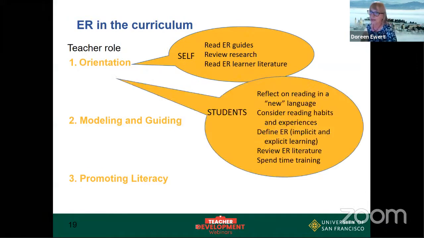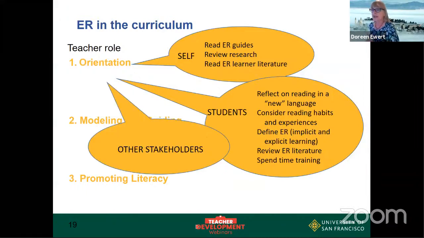You really have to orient your students. And so engage them in all kinds of reflective activities, which again can be meaningful output opportunities. Help them to understand the difference between implicit and explicit learning, help them look at the literature, and then you've got to spend time with training. Now the training has to happen really in the classroom. Of course, you can orient other stakeholders like administrators, your supervisor, other teachers. So basically, we've got to get people on the same page to make it successful.